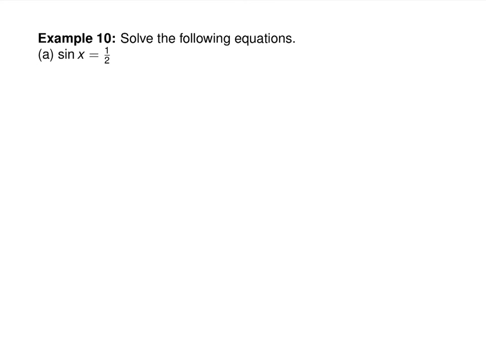Okay, so solve these equations. When does sine equal 1/2? In which quadrants of the unit circle is sine positive? 1 and 2. Great. And is it the angle of pi/6 or pi/3? Pi/6 and 5 pi/6. And to account for the fact that you have to go around the unit circle more than once, you say plus 2 pi n.